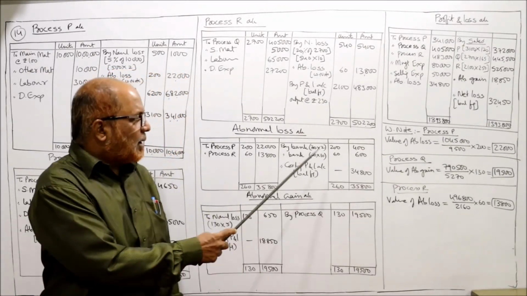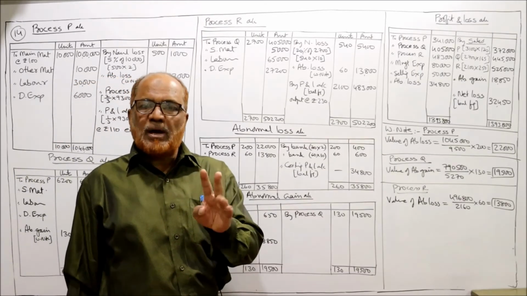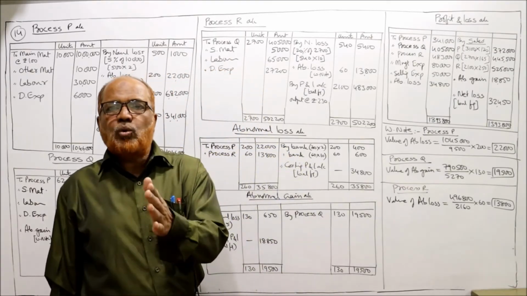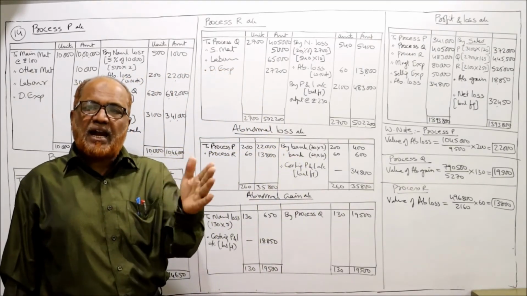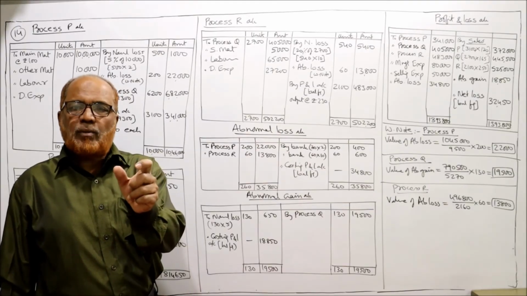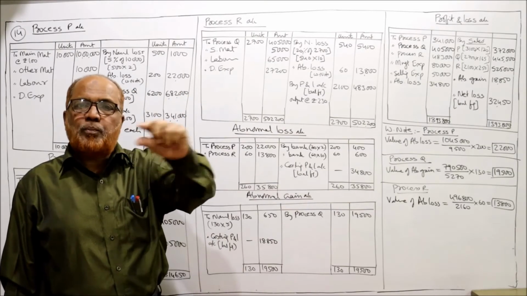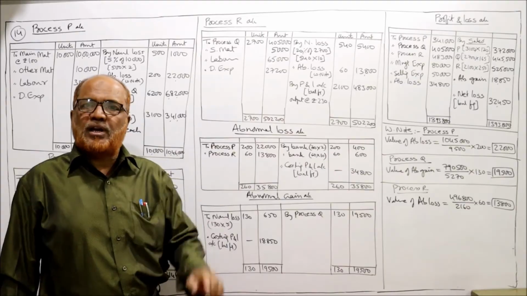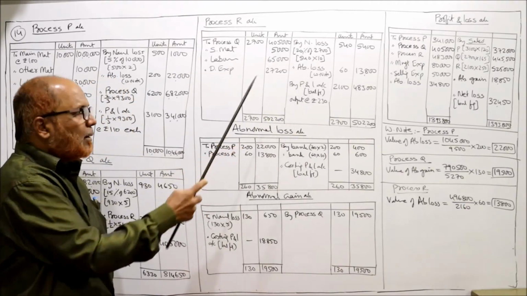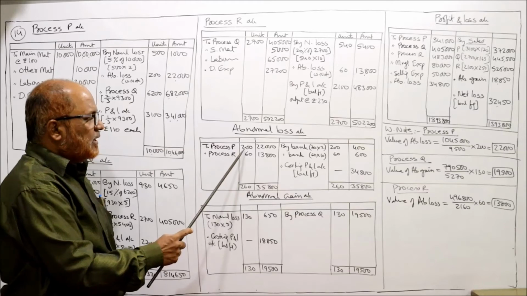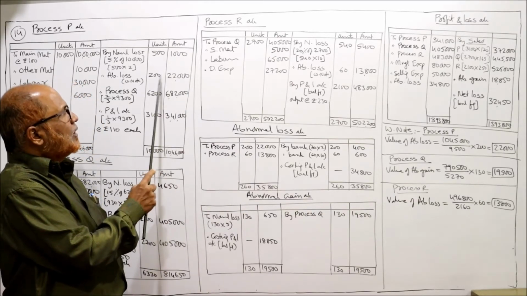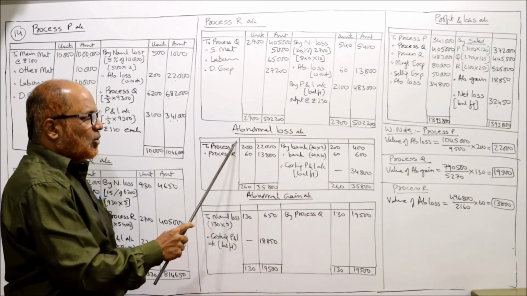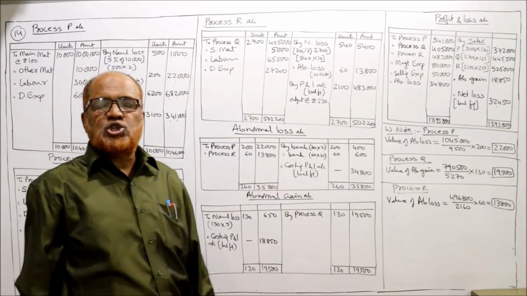The three processes are completed. Now, about abnormal loss: in two processes we have abnormal loss and in one process abnormal gain. In process Q we have abnormal gain; in processes P and R we have abnormal loss. The entry for abnormal loss is: abnormal loss account debit, process account credit. So we credit the process and debit abnormal loss: to process P 200 units 22,000, and process R 60 units 13,800. This completes the posting of abnormal loss. Now we will post abnormal gain.